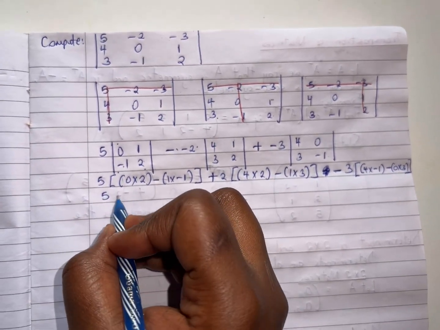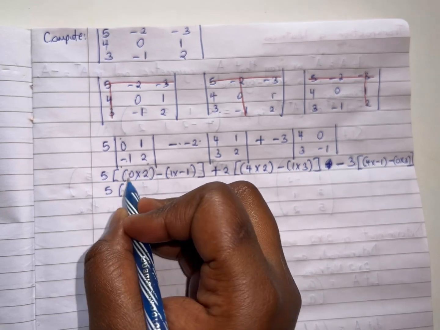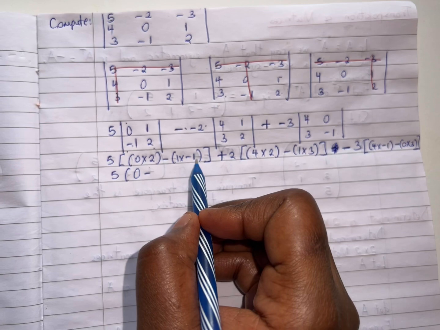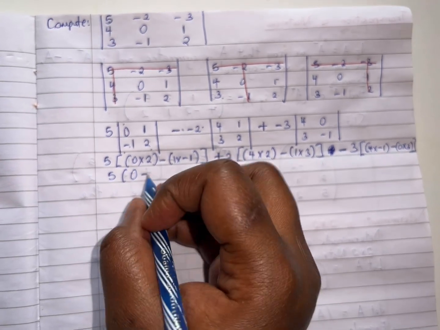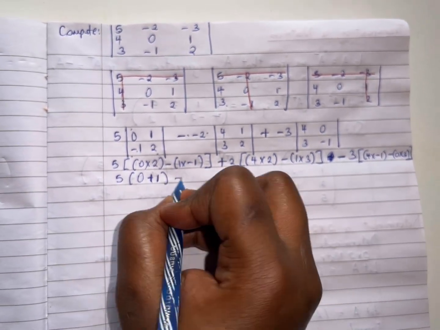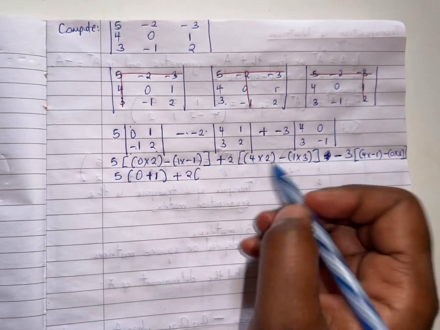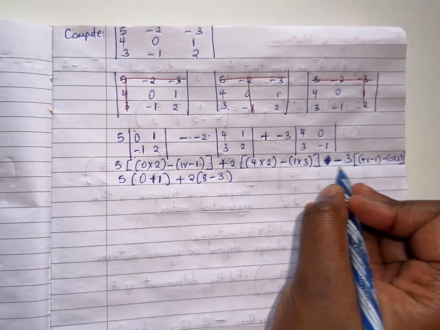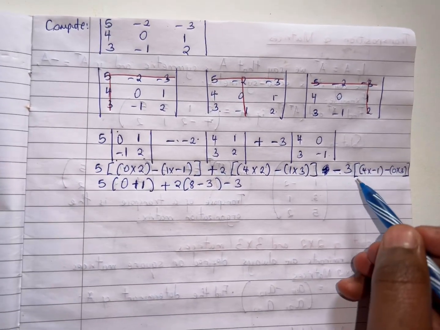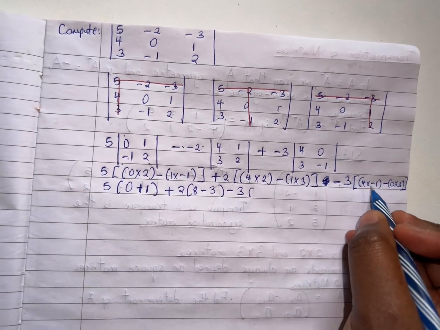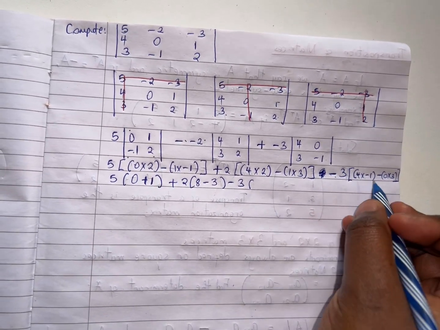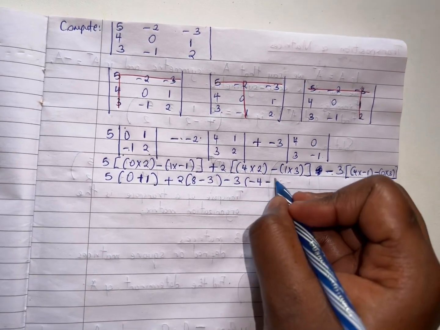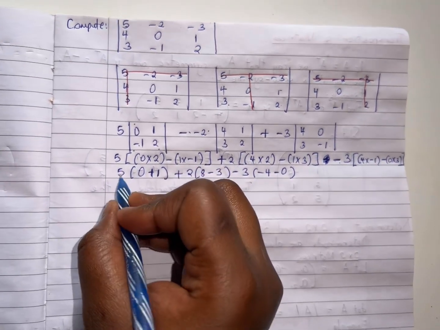So 5 into 0 times 2 is 0 minus 1 times negative 1. So negative times a negative, that will be a positive, plus 2 into, that is 8 minus 3, minus 3 into, that's negative 4 minus 0 times 3, 0. Any number multiplied by 0 is 0.